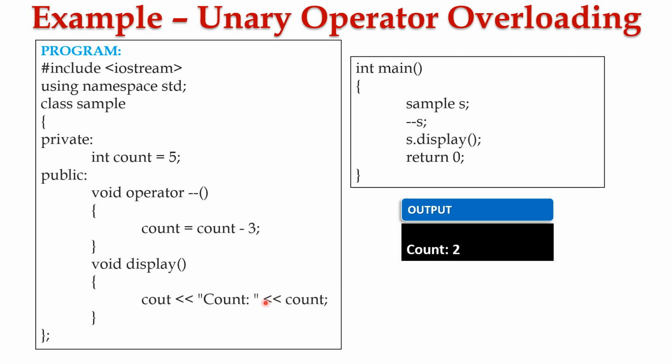Now the control moves to the main method, and the next statement is return 0, which implies the successful execution of the code. So hope you are clear on unary operator overloading with this example code.